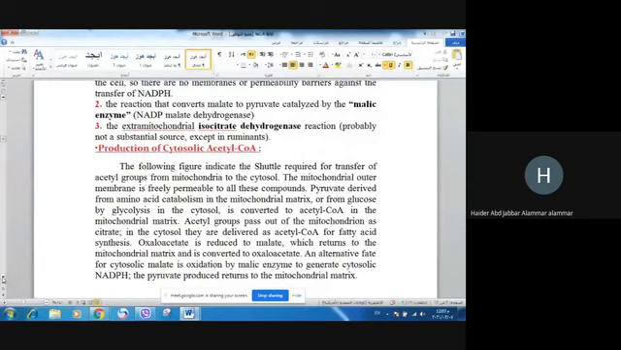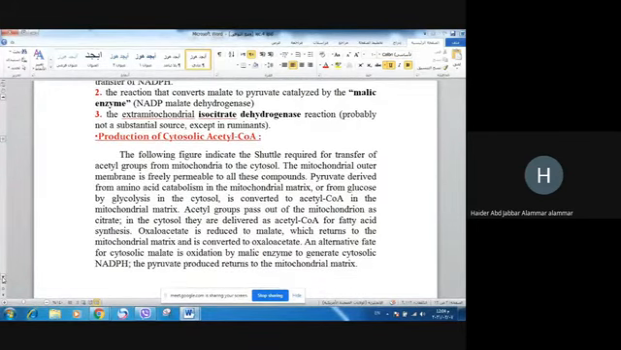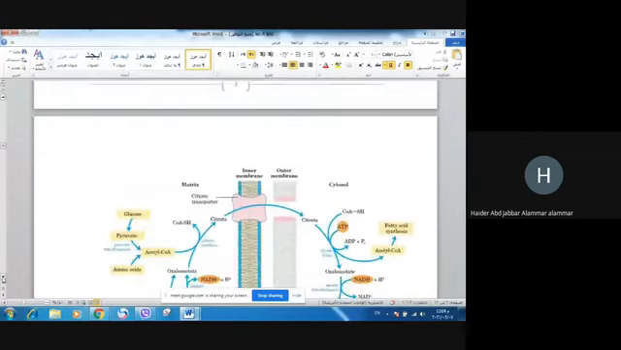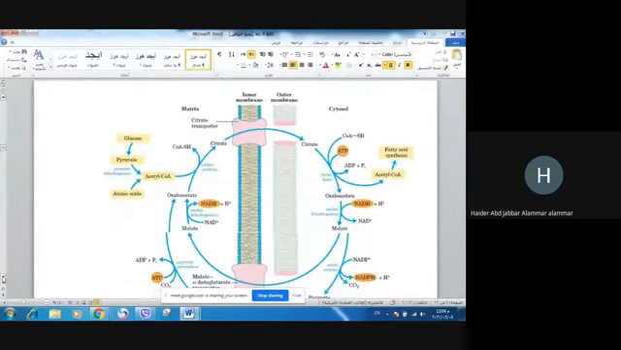As I said, fatty acid biosynthesis occurs in the cytoplasm, and the immediate substrate and building block of fatty acid synthesis is acetyl coenzyme A. And the acetyl coenzyme A is present inside the mitochondria. So by which mechanism does the acetyl coenzyme A get out of the mitochondria to be available in the cytoplasm, ready to be involved in fatty acid biosynthesis? There is an important shuttle, as you see in this figure.